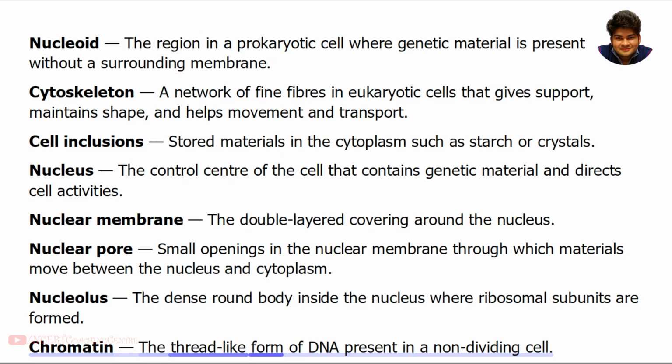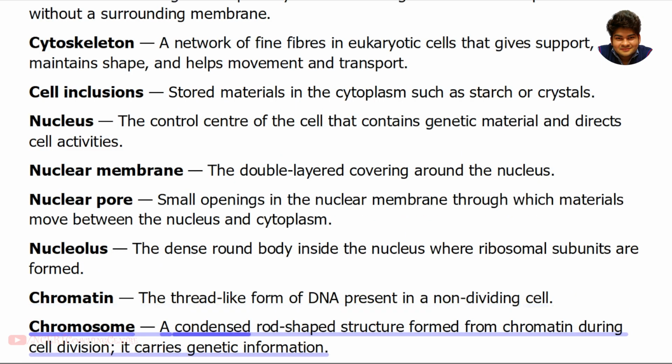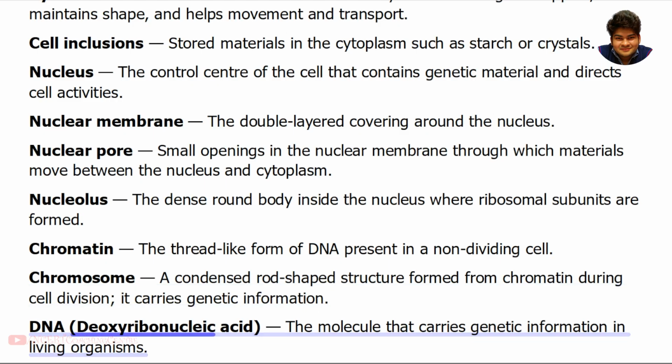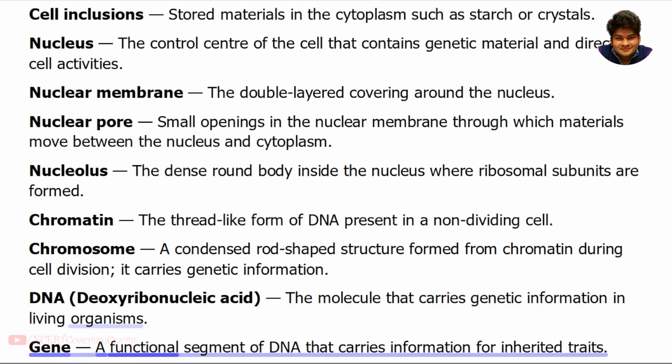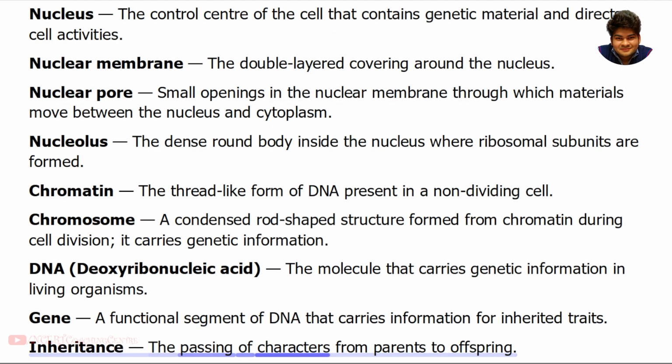Chromatin, the thread-like form of DNA present in a non-dividing cell. Chromosome, a condensed rod-shaped structure formed from chromatin during cell division. It carries genetic information. DNA, deoxyribonucleic acid, the molecule that carries genetic information in living organisms. Gene, a functional segment of DNA that carries information for inherited traits. Inheritance, the passing of characters from parents to offspring.